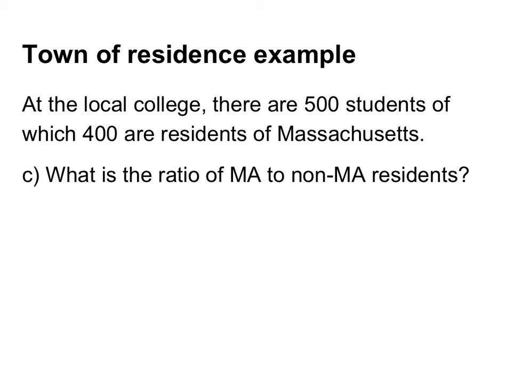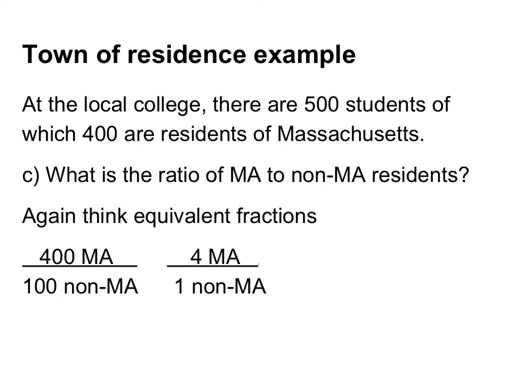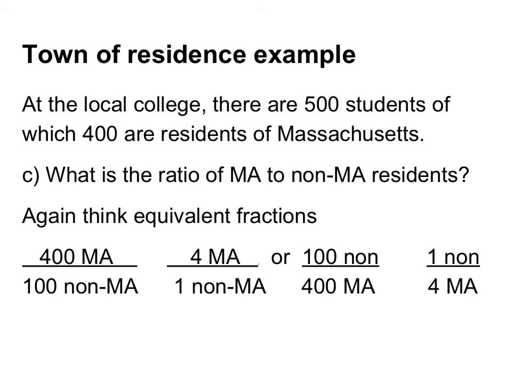All right, so what about the third question? What's the ratio of Massachusetts to non-Massachusetts? So again, we're comparing the same things as we did before, Massachusetts and non-Massachusetts, and now we're going to talk about a ratio of these. So again, we're going to think about equivalent fractions, the same one we just thought of. 400 Massachusetts, 100 non-Massachusetts, and we can reduce that, so we're going to say 4 Massachusetts to 1 non-Massachusetts, or if we flip that over like we did before, we get the same thing. 1 non-Massachusetts resident to 4 Massachusetts residents.